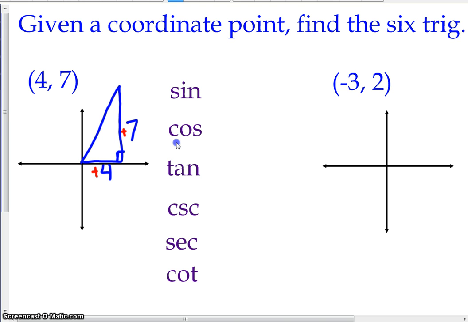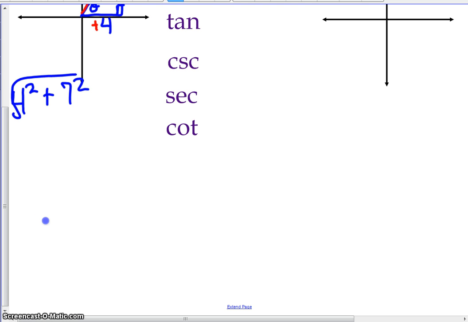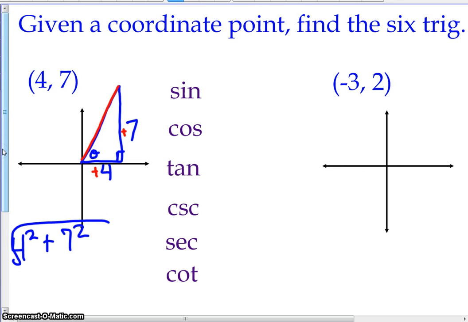So they're both positive. And we have to calculate the hypotenuse, because right away it's sine, and this is always my reference angle. So I have to calculate what this hypotenuse is using the Pythagorean theorem. On my calculator I did 4 squared plus 7 squared, and then I took the square root of that, and what I got was the square root of 65. So I know my hypotenuse is square root of 65.